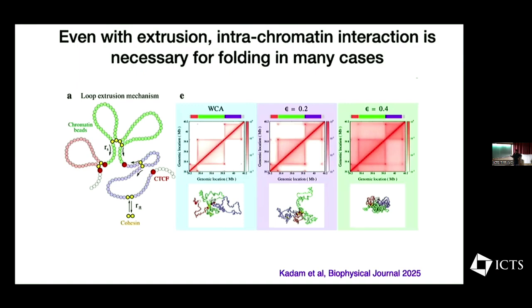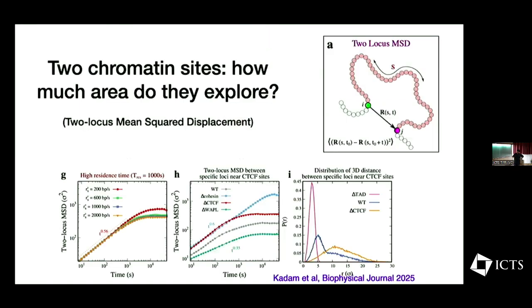And one can then ask, even with extrusion, what is the role of intrachromatin interactions? So intrachromatin interaction does have a role. Intrachromatin interaction is needed to get appropriate TADs. And then one can ask, what is the mean square displacement? What is plotted here is the mean square displacement of two loci, which basically says how much area they explore. So the slope of this tells us something about the dynamics.